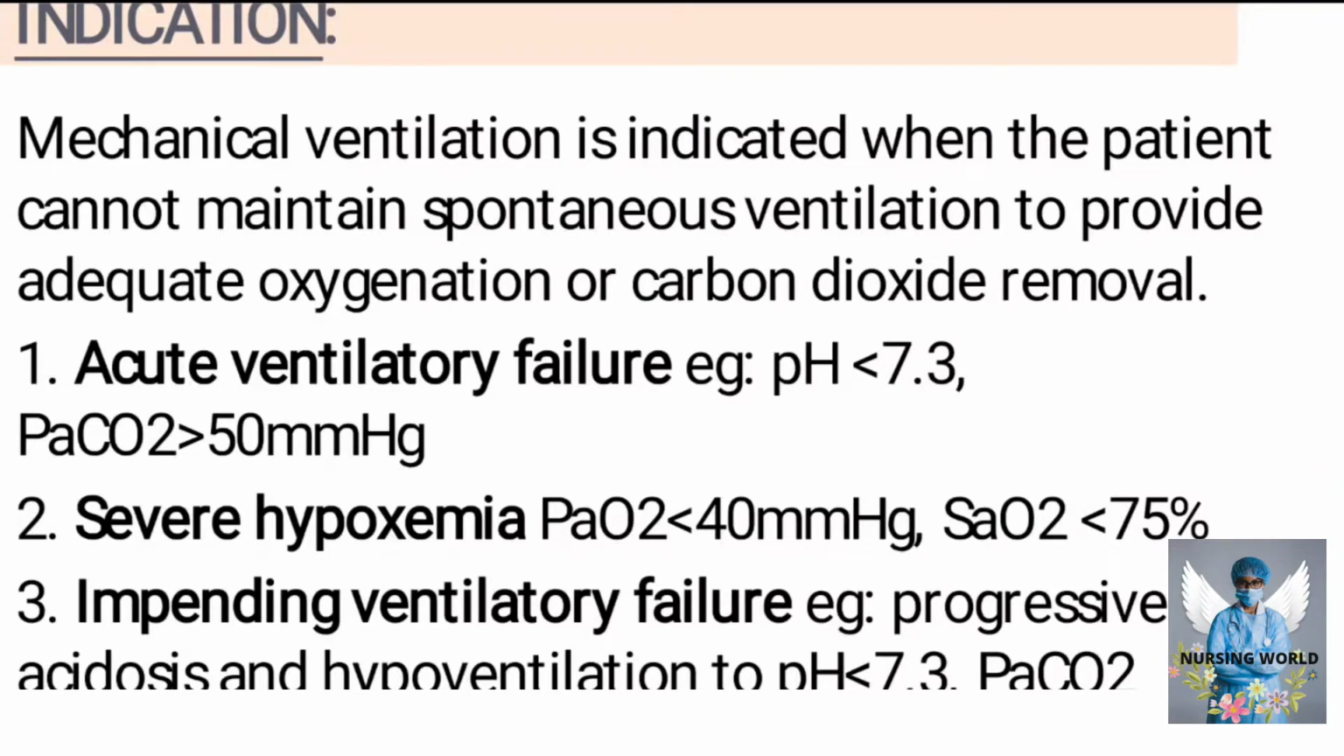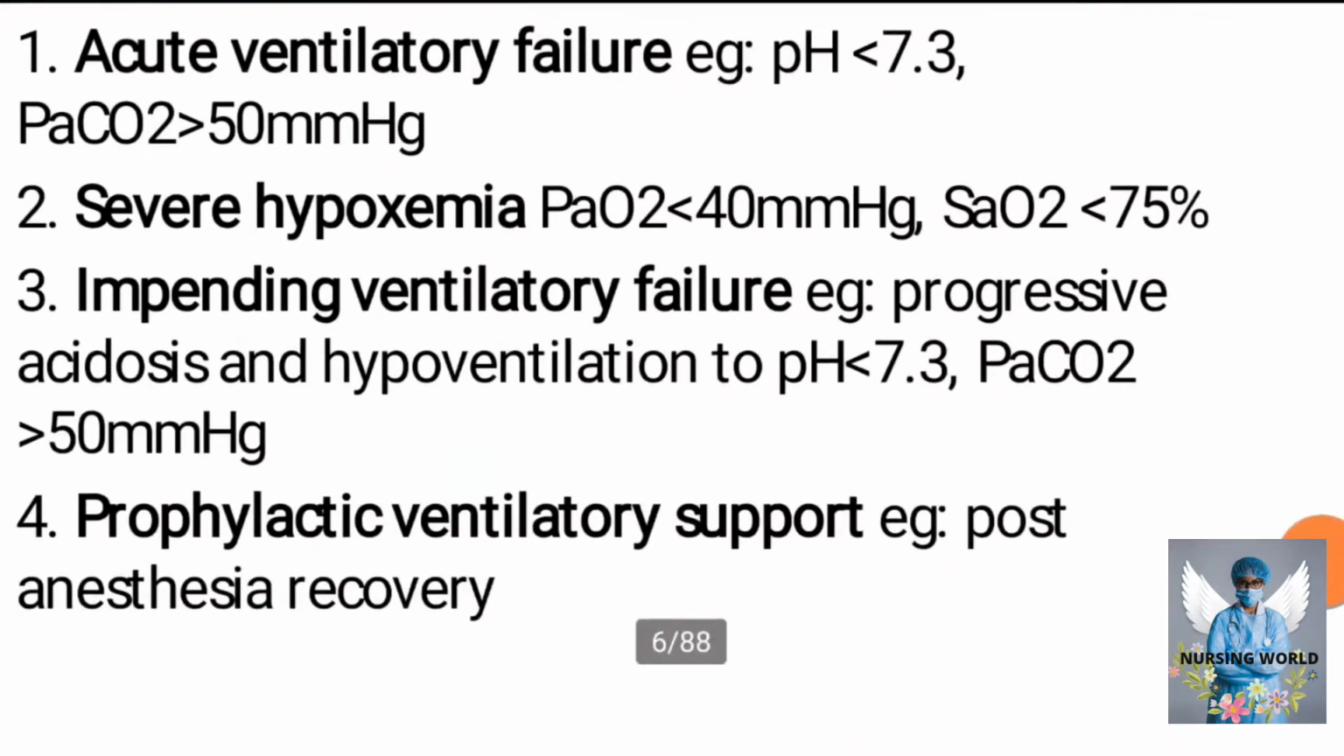Then severe hypoxemia, where PaO2 is less than 40 mm Hg, and SaO2, the measurement of oxygen saturation in arterial blood, is less than 75%. Then impending ventilatory failure, for example progressive acidosis and hypoventilation, with pH less than 7.3 and PaCO2 greater than 50 mm Hg.